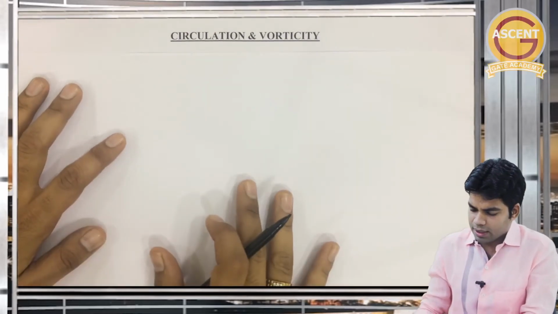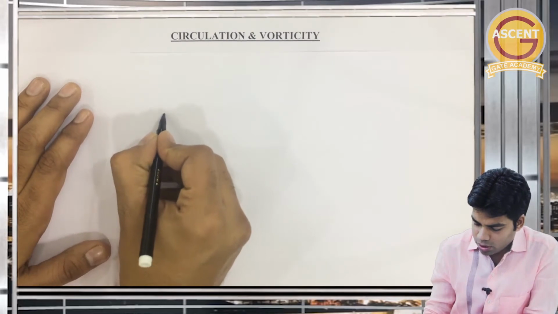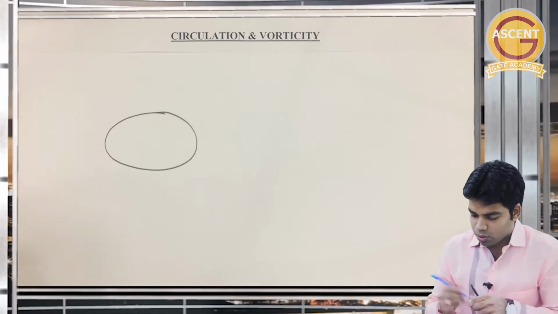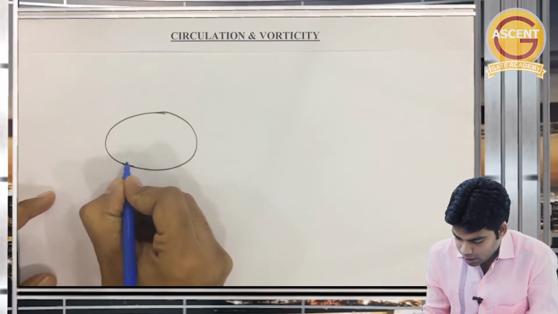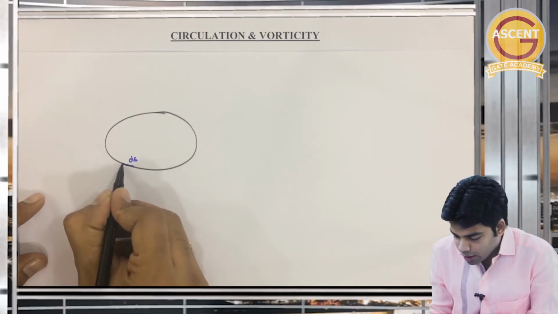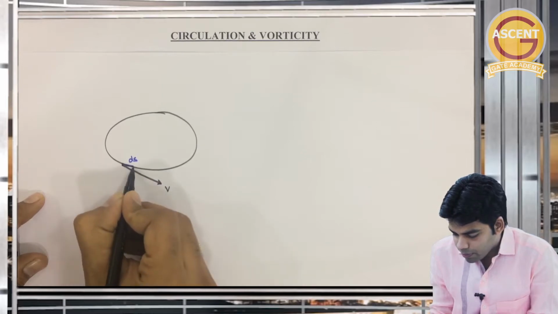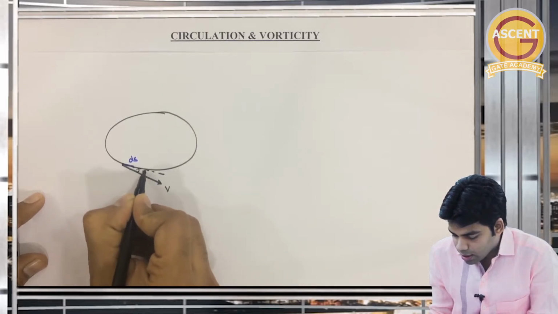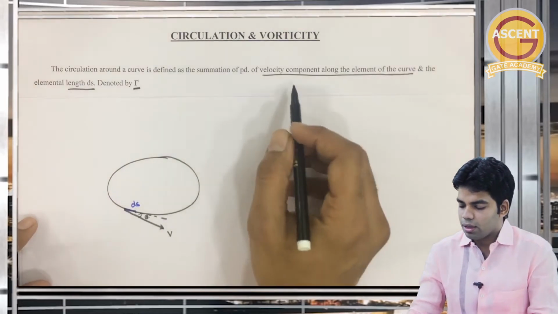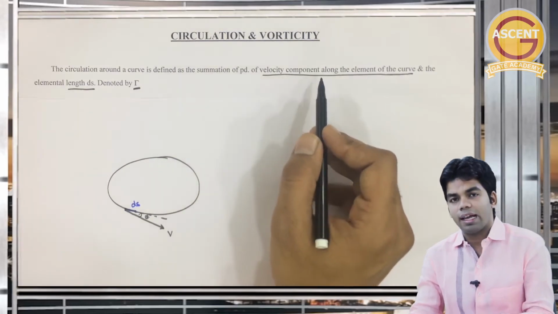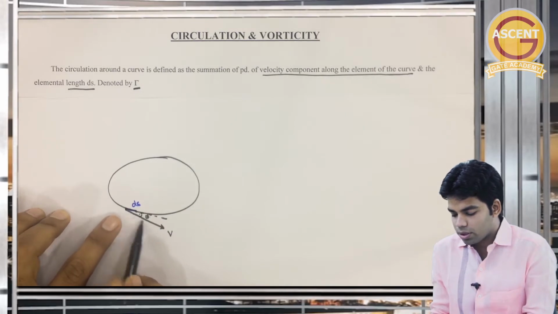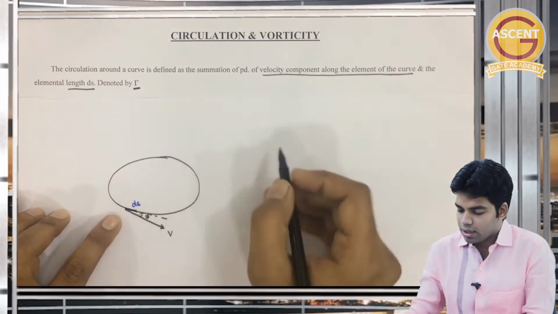So how can we understand this circulation? Suppose we have a closed curve like this, and we consider a small element of length ds in this closed curve. If I want to determine the velocity here, the velocity vector will be perpendicular to this, and suppose this angle is theta. Now how have we defined the circulation? Circulation is defined as the summation of the velocity component along the element of the curve. The velocity component along this ds is nothing but v cos theta.